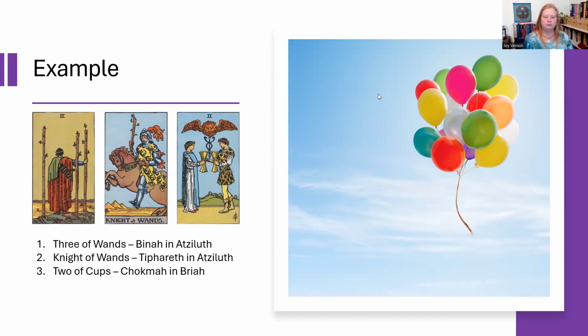Our last one here is the Two of Cups. So that's Hokmah, which was wisdom. It also is the extension of the energy, and it is in Bria, the world of dreams, the world of creation. So that is the imagine the possibilities level. So how will we see that Two of Cups in terms of Hokmah in Bria?